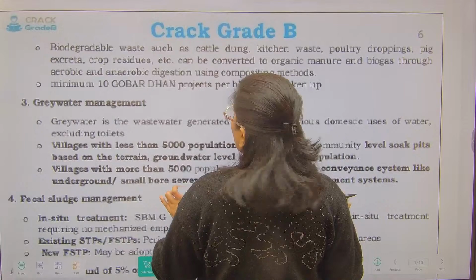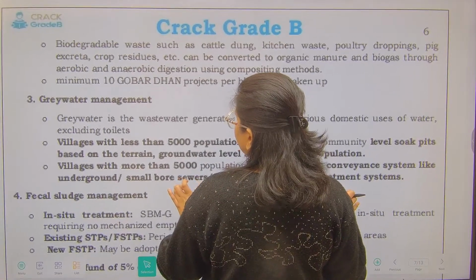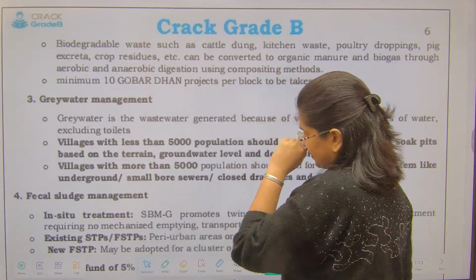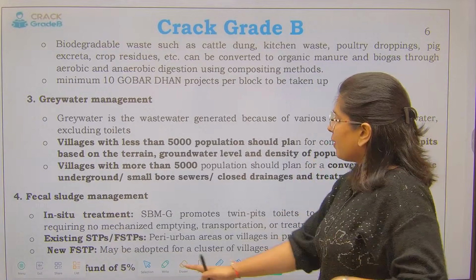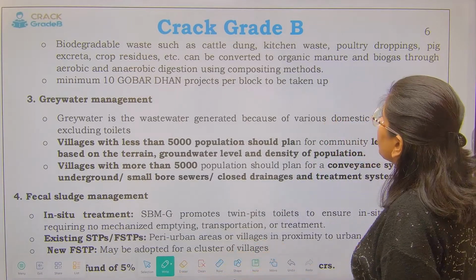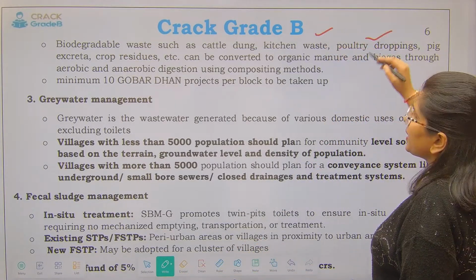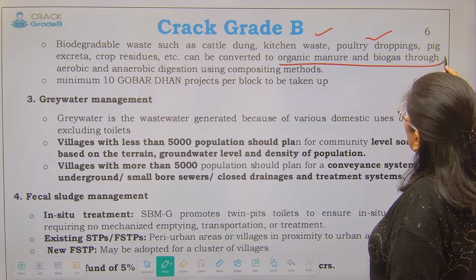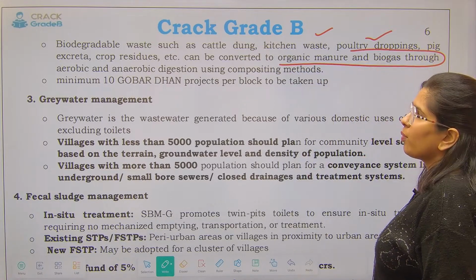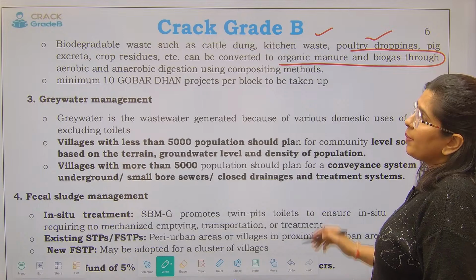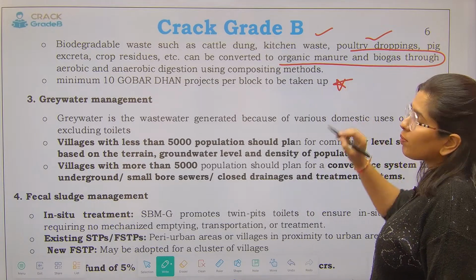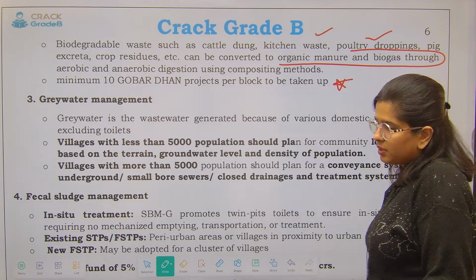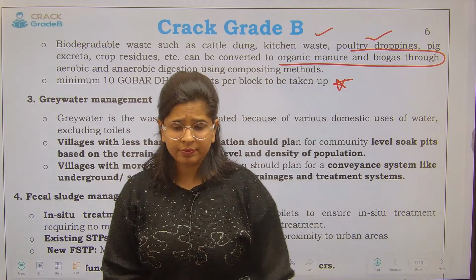See, that's what I was talking about over here. Biodegradable waste like the cattle dung, kitchen waste, poultry droppings, pig excreta, crop residue, etc. They can be converted to organic manure and the biogas through aerobic and anaerobic digestion. Minimum 10 Gobardhan projects per block to be taken up. So यहाँ पे क्या हो रहा है?